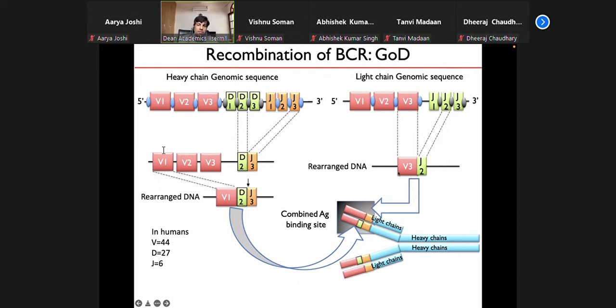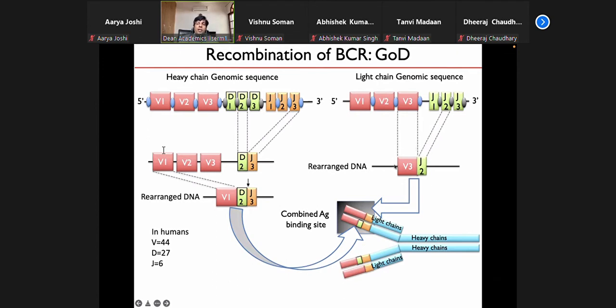And once you have successfully combined this, all the segments which are interspersed are looped out. This can still have the potential to rearrange. For example, if this process was not successful, this cell is going to attempt to rearrange one of the segments at the 5' or at the 3'. And it will try to exhaust all these options in so doing.